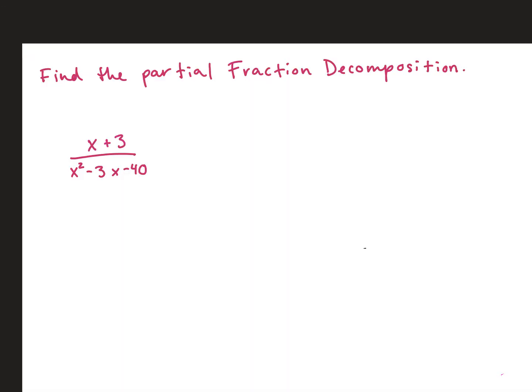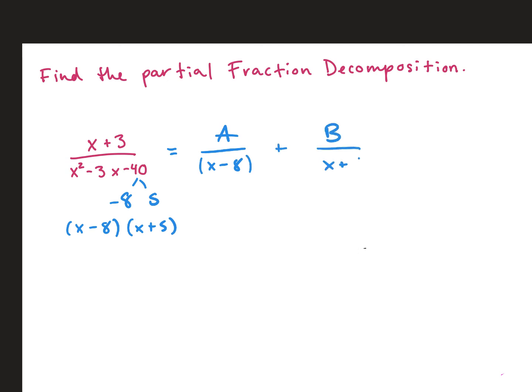What do I need to do first? Factor the denominator. So what are two factors of negative 40 that add to negative 3? Negative 8 and positive 5. Perfect. So this is x minus 8 and x plus 5. So on top, I have a over x minus 8 plus b over x plus 5. What's next? Multiply by what's missing. So here I'm missing x plus 5. And then for b, I'm missing x minus 8.